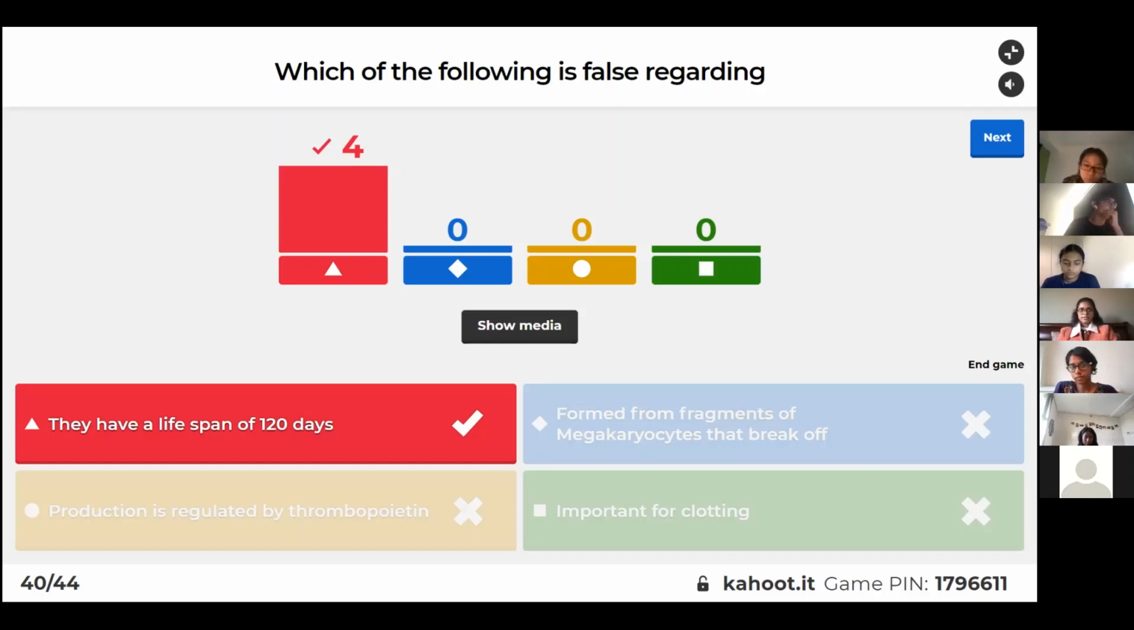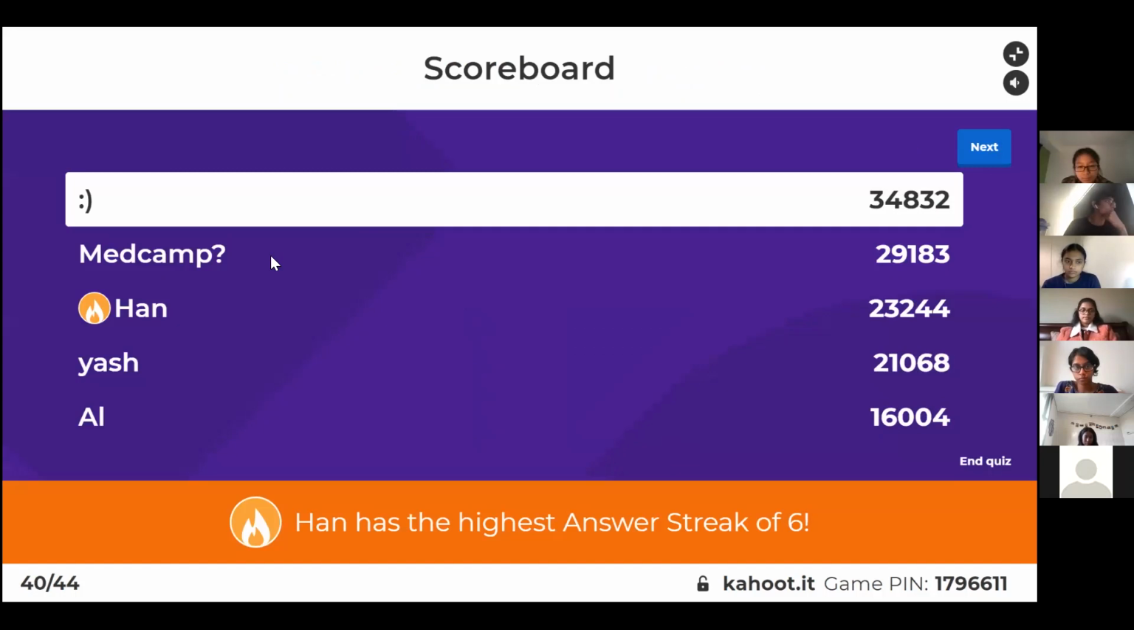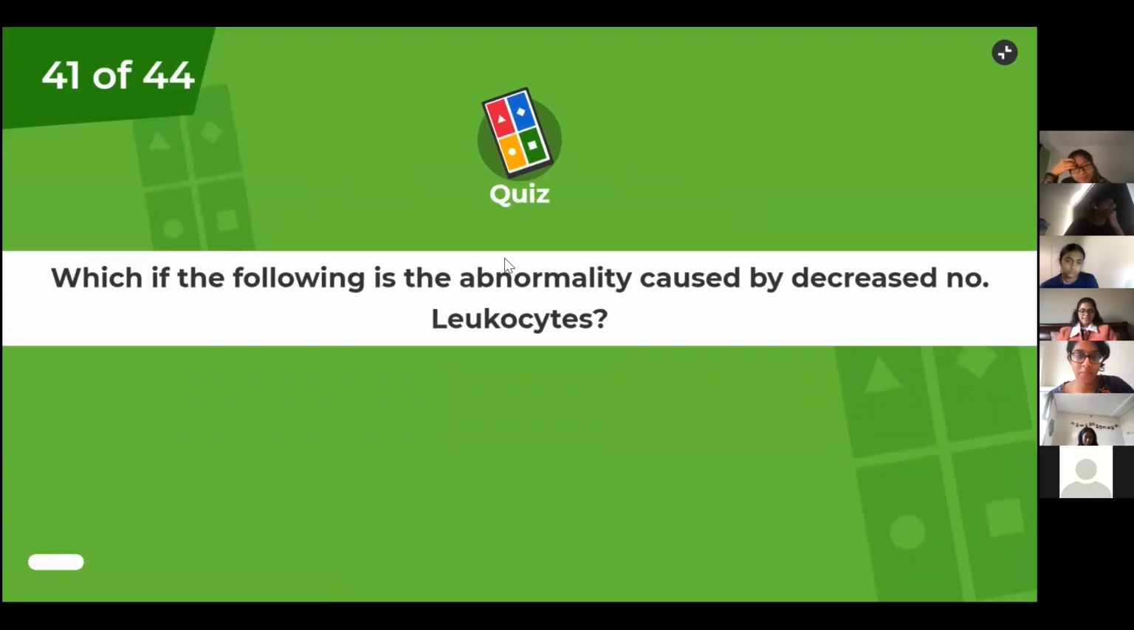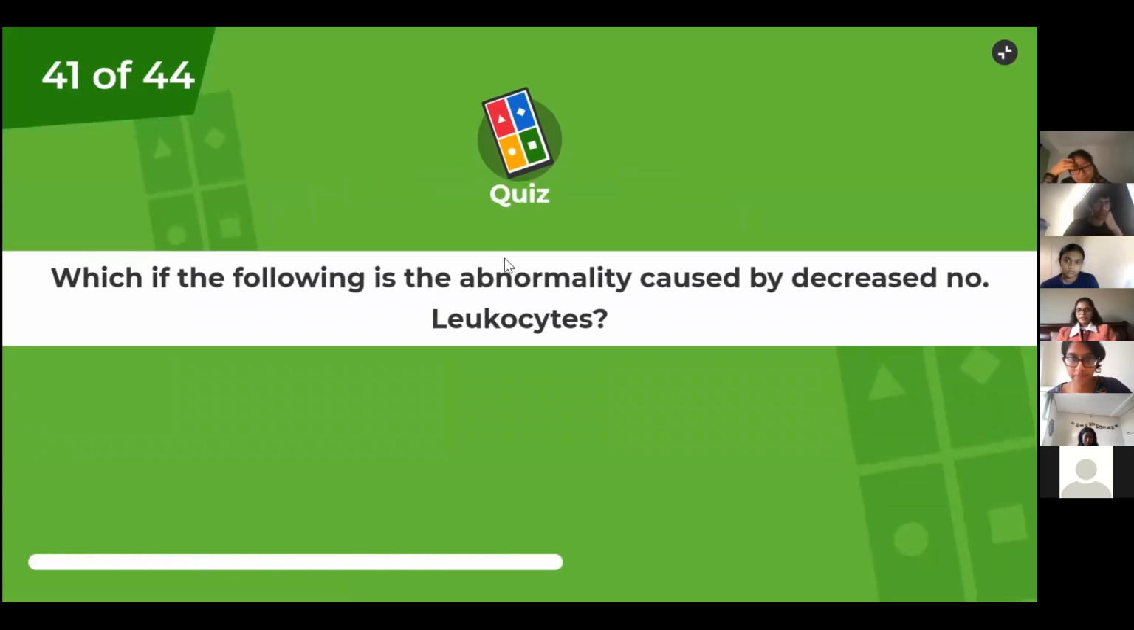Next question. I think the next three are Mehek's questions. I wonder who's going to win over the next few questions. Never know. Oh, never mind. I have one more.